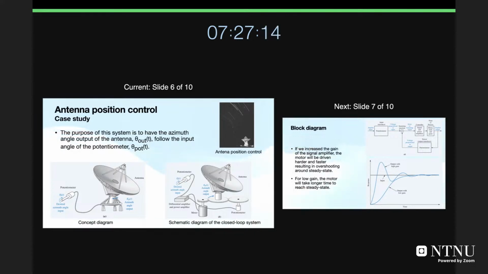So in fact, the concept diagram in figure A is open loop, which requires an operator to be there all the time to check that theta output equals theta input. But if you want to save a person, in this case we will just close the loop as shown in figure B using differential amplifiers. This differential amplifier will subtract the output signal from the input signal to calculate an error signal. And after that, we will send the error signal to the amplifier, and the amplifier will provide the power to the motor to adjust. So it will be adjusted automatically, and in this case, theta output will equal theta input all the time.